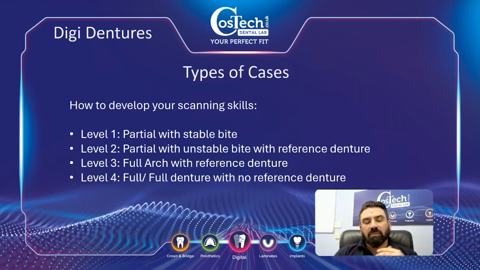One of the most frequently asked questions is, where do I start? And I say, let's build it up in layers. What sort of cases should you take on first? The easiest one to do is a patient with a good stable bite. A stable bite is someone who can recreate the bite over and over again very accurately. So you scan the upper and lower and scan the bite.